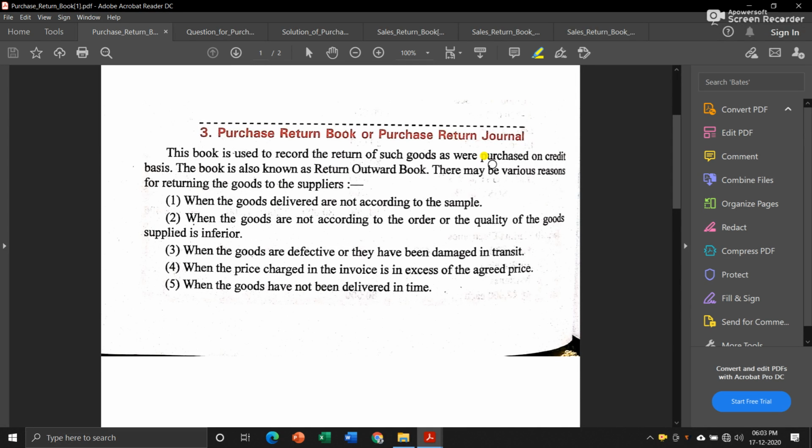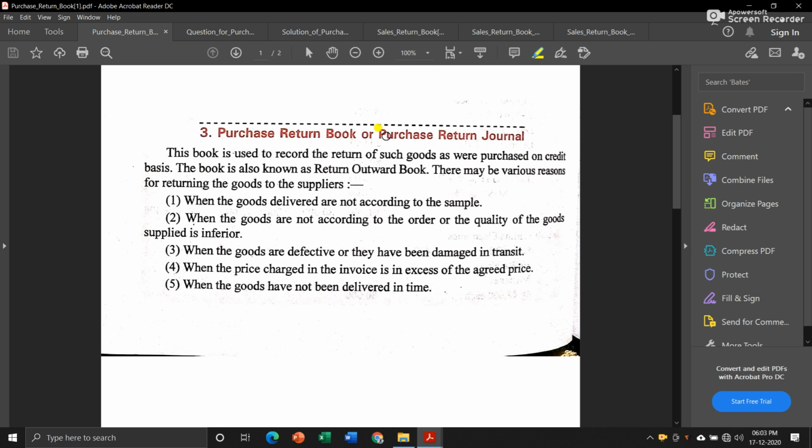Hello everyone. Today we will be concluding two subsidiary books, that is purchase return book and sales return book. Now both of them are the same, but there is a little bit of difference. Okay, now let us see first what is purchase return book.